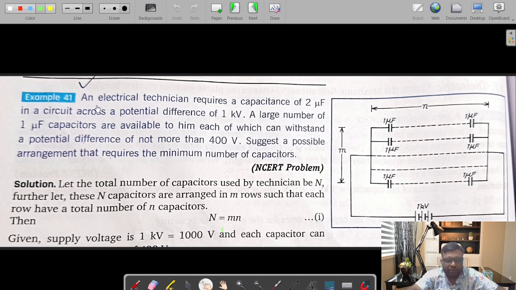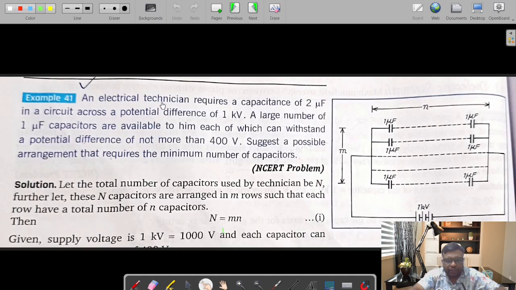So the problem is like this: an electrical technician requires a capacitance of 2 microfarad in a circuit across a potential difference of 1 kilovolt. A large number of 1 microfarad capacitors are available to him, each of which can withstand a potential difference of not more than 400 volt. Suggest a possible arrangement that requires the minimum number of capacitors. So we will proceed for the solution.